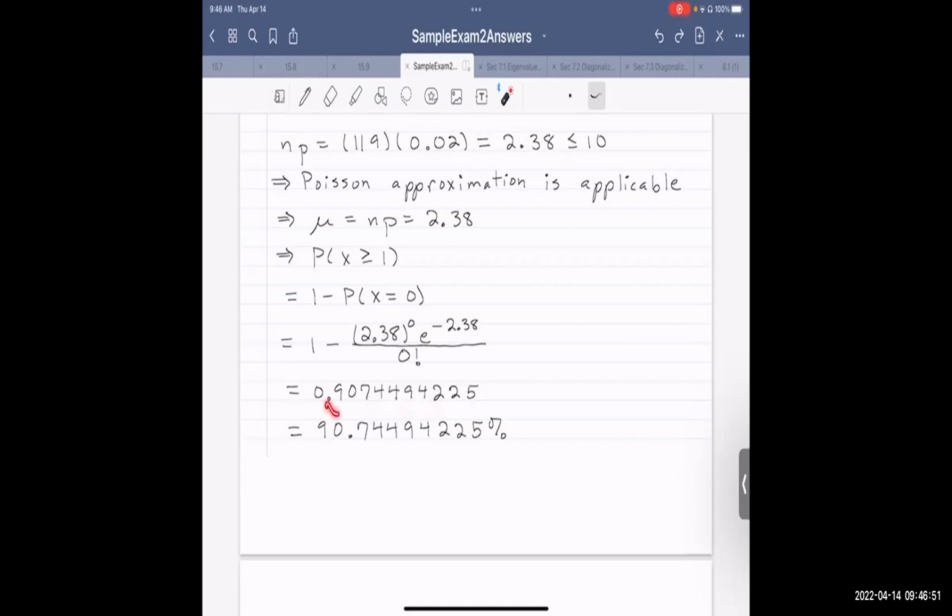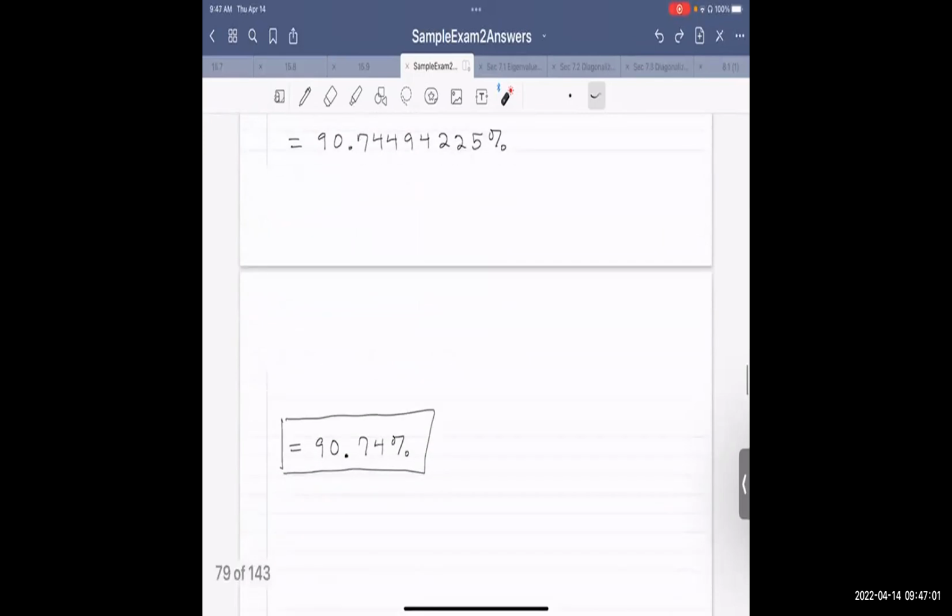And that's equal to, well, 0.907449422. Let me move my decimal 2 places to the right. So 90.7449422%. Let me round that to the nearest hundredth of a percent. Since 4 here is less than 5, then we'll round this to 90.74%.